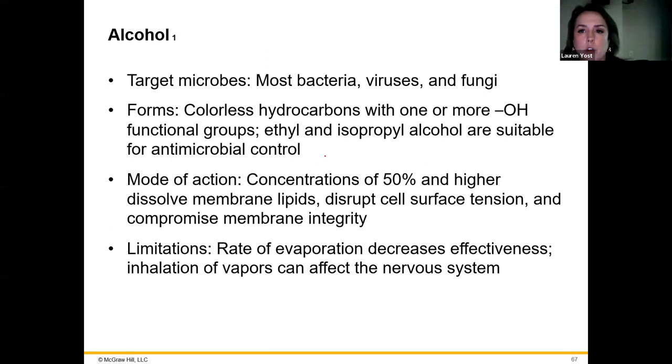Alcohol: most viruses, bacteria, and fungi are going to be affected, but it's not sterilizing, right? We know they're colorless hydrocarbons with an OH group, that's the alcohol part of it. They work at concentrations of 50% or higher to dissolve membrane lipids. We already talked about how that could affect cell walls earlier. So membrane lipids, cell walls, and even the proteins. We can coagulate proteins as well. So pretty effective, the alcohol.